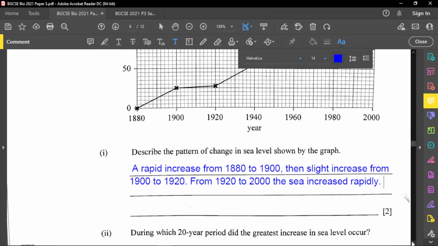All right, and there we have it. So we could earn our 2 marks from that because it explained the different incremental changes, or different sections of changes. All right, so we should be okay with that.